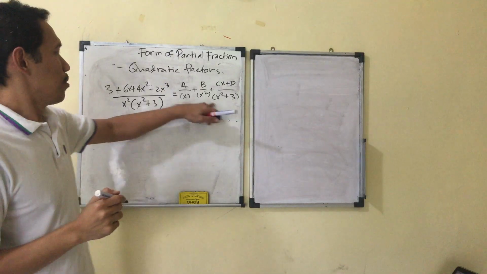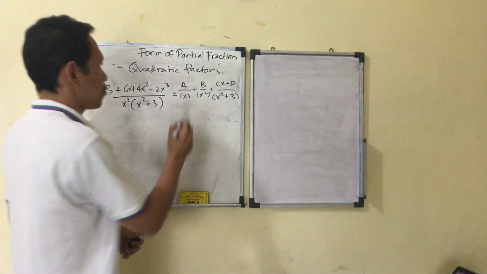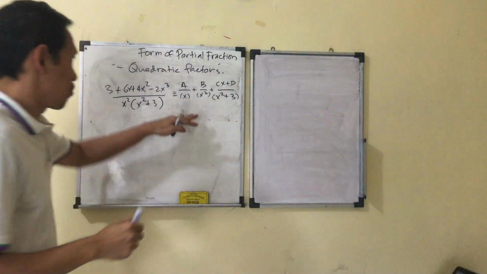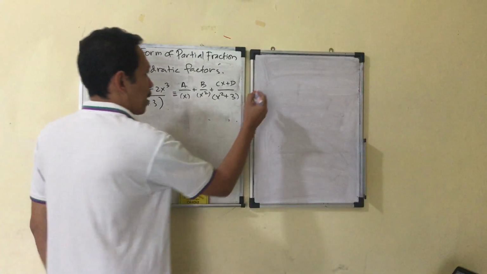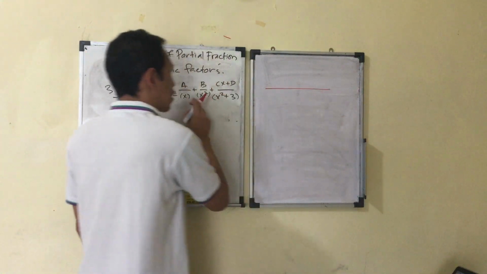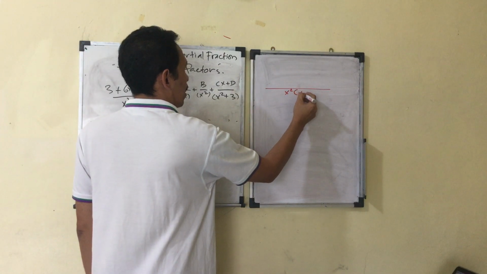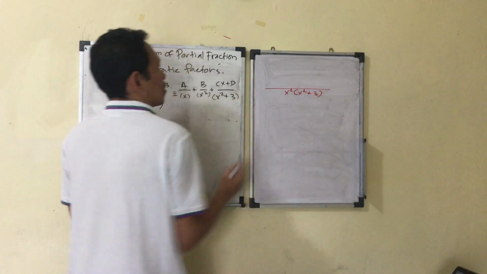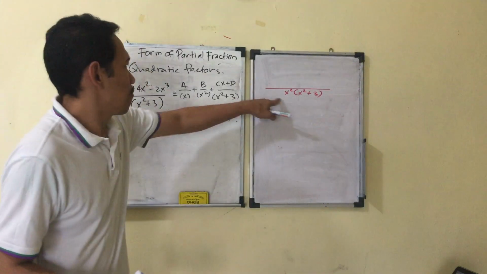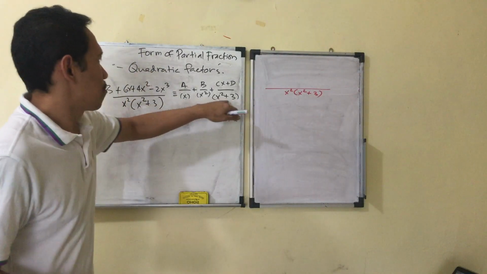So first things first, you have to find the denominator. If you want to solve this fraction, find the denominator. What is the denominator for this? So it has to be x squared times x squared plus 3. Yeah. So you can divide by this, you can divide by this, you can divide by this.